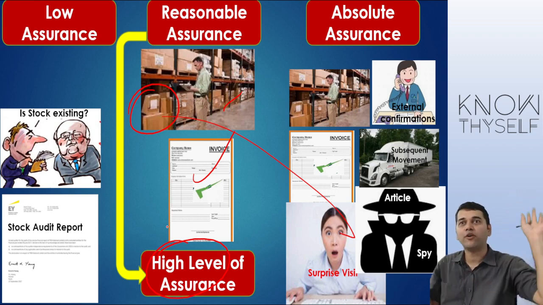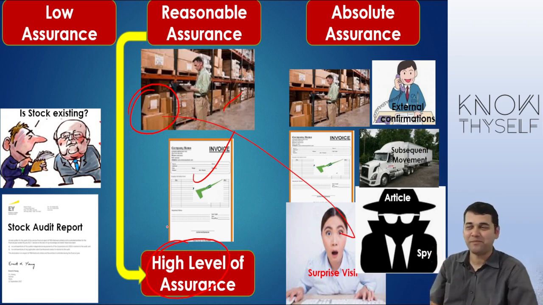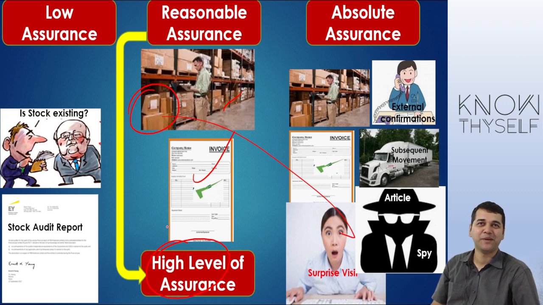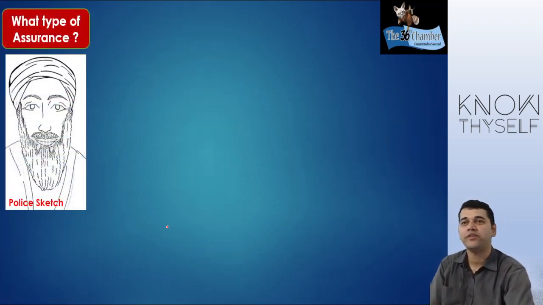Resign? I'm not going to do any more audit of that entity. Mad or what? After so much struggle, so much preparation, I have become a CA. Okay. So last one, what type of assurance did you say?